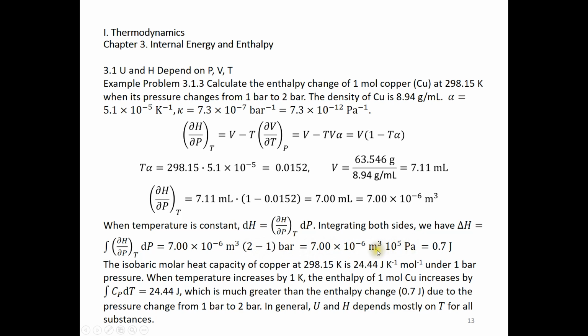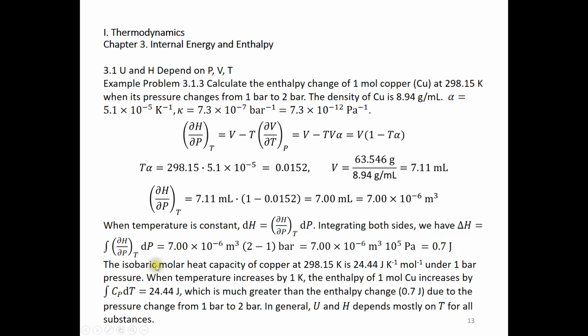I'm using SI units because when I use SI units, I know 1 cubic meter times 1 Pascal is just 1 joule. Feel free to use liters, ATM, PSI. It's just a little bit more tedious to do unit conversions. So right now I just get 0.7 joule.